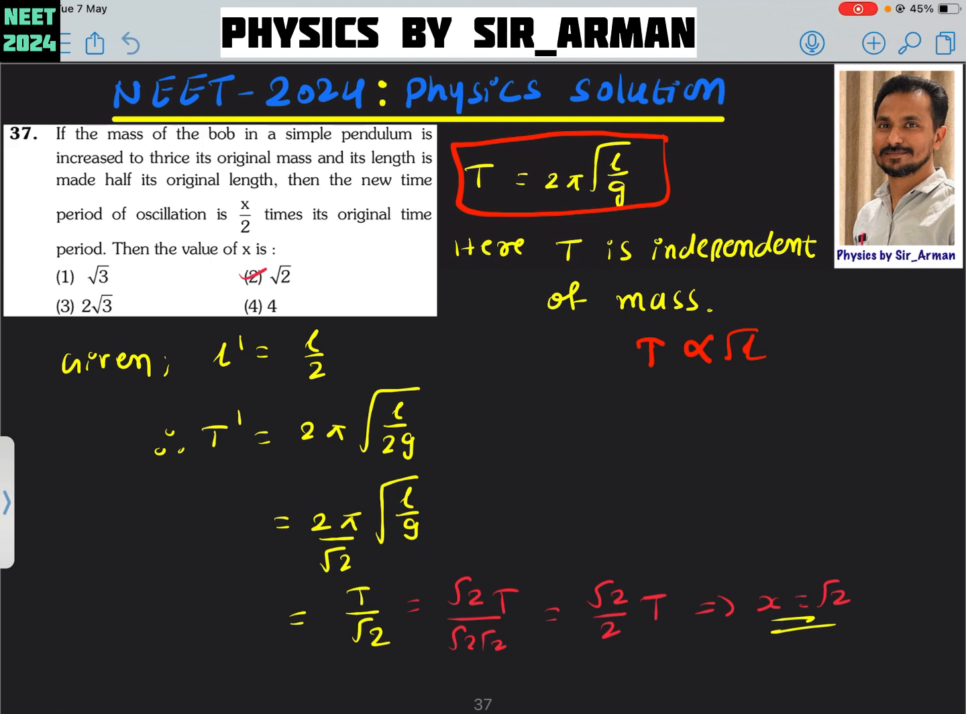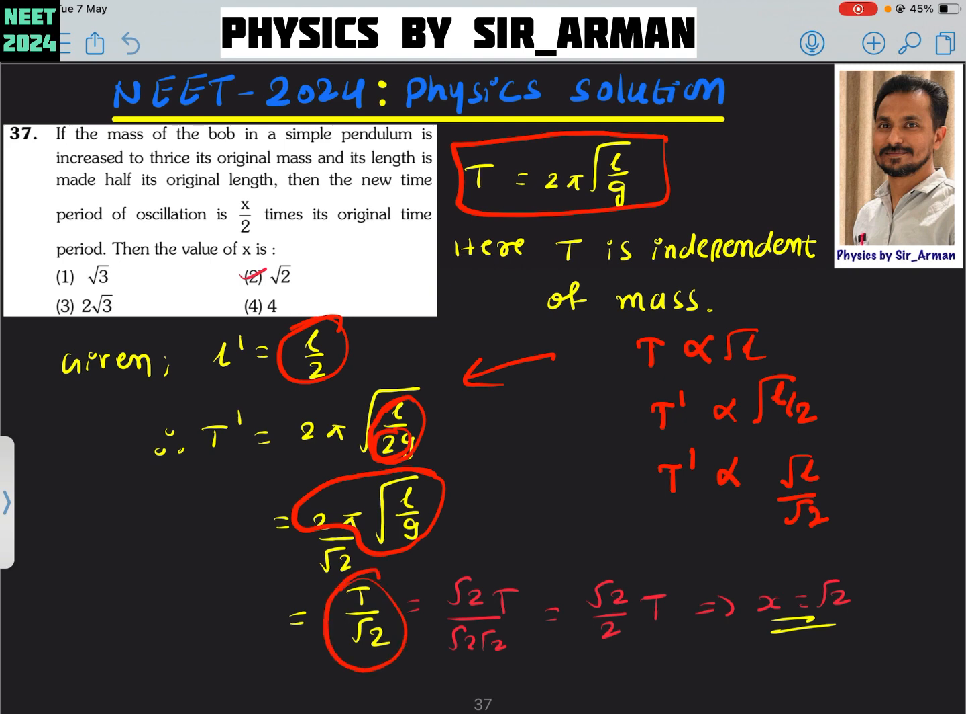Now what is given? Its length is made half. So T dash is proportional to root L by root 2, right. But I have solved like this here. So L dash becomes L by 2. So T dash is 2 pi under root L by 2g. So I have just taken this root 2 out of this. So it is 2 pi under root L by g.